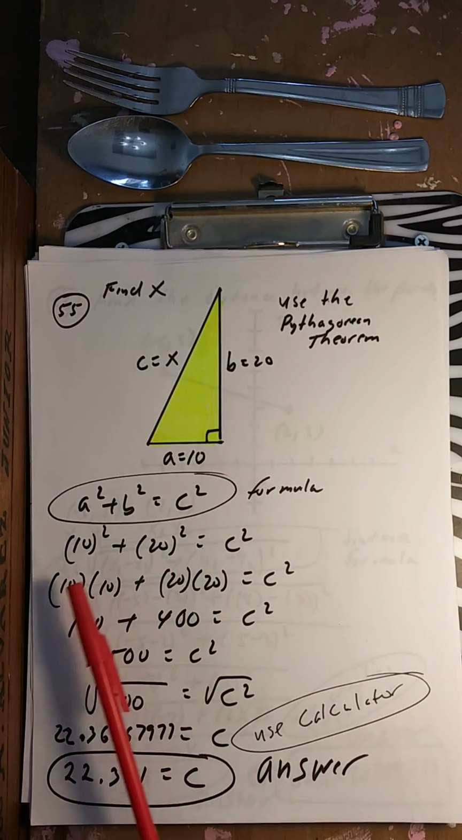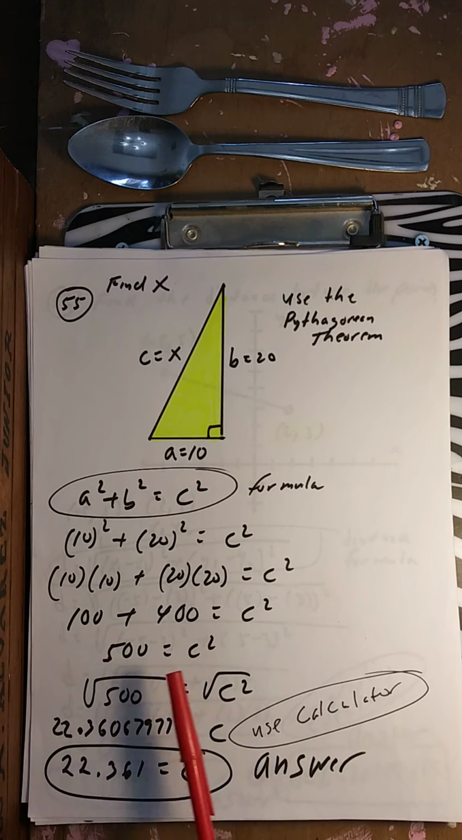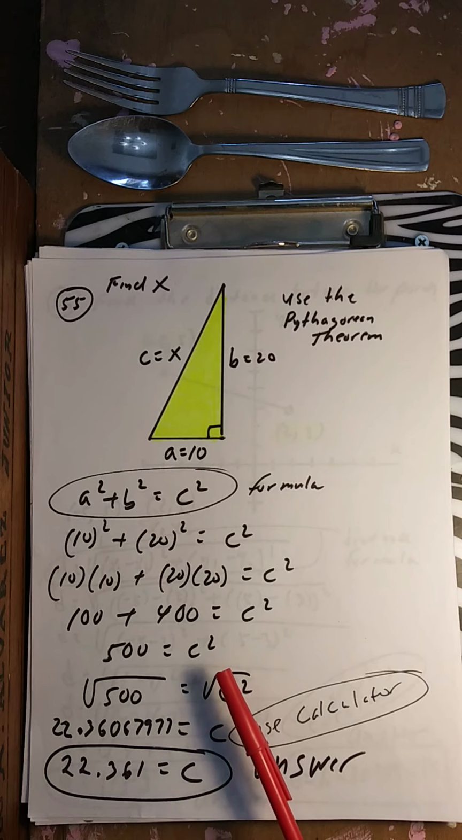Put them in there. 10, 20. 10 times 10 is 100. 20 times 20 is 400. Add those together, you get 500 equals c squared. Well, that's not the answer yet, is it?